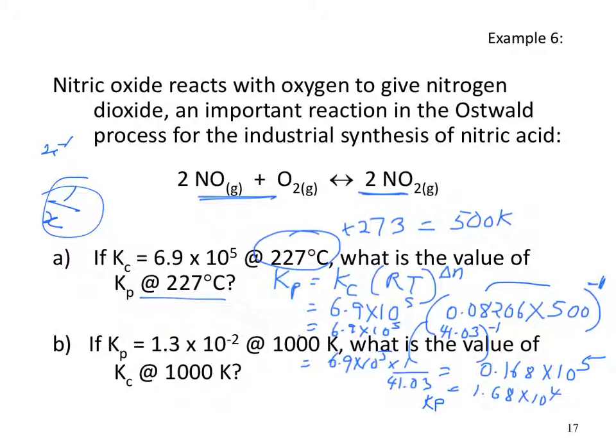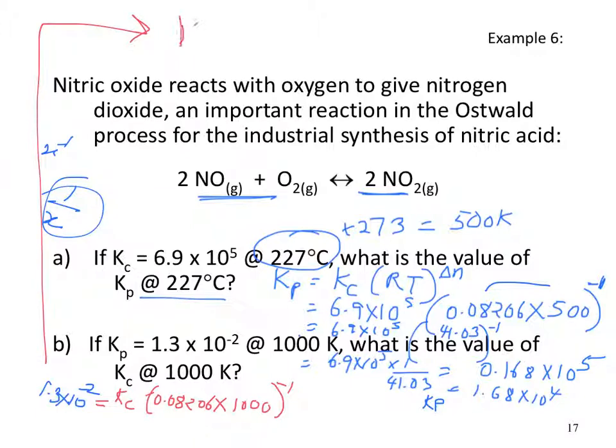All right, there's another question that I have here. Kp is equal to 1.3 times 10 to the negative 2 at 1,000 Kelvin. What is the value of Kc? So Kp is given now as 1.3 times 10 to the negative what? 2. Let me change the color just so that I can see it's a different question. R is still 0.08206. I'm just showing you which numbers are going to be plugged in where. It still is going to be negative 1, and we will now determine the value of Kc.